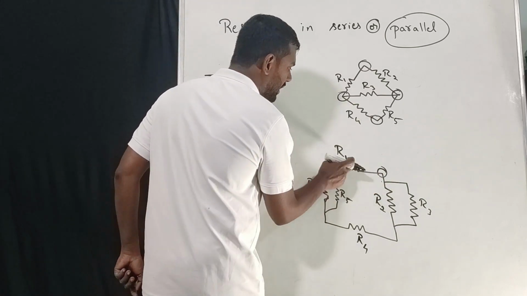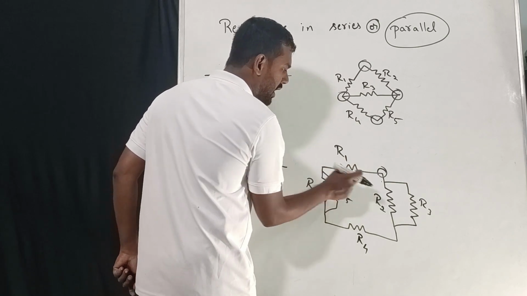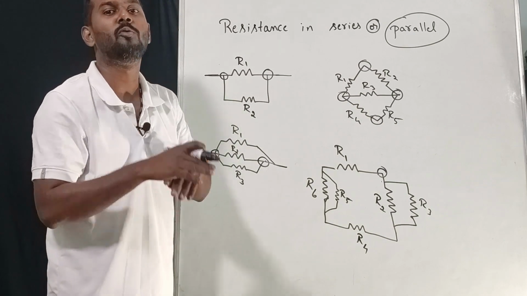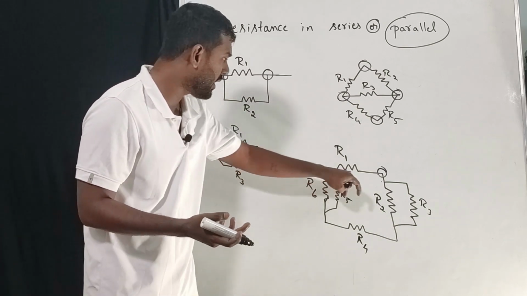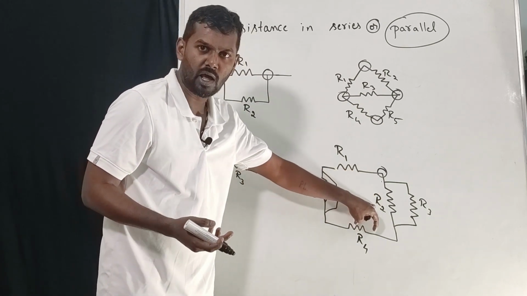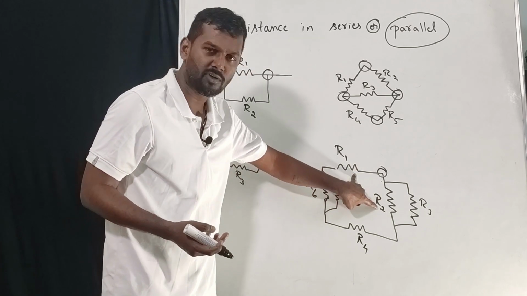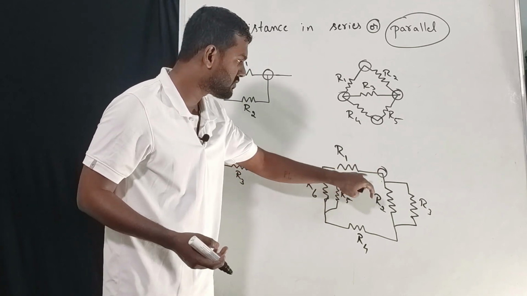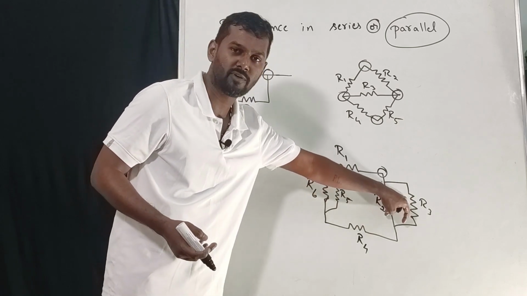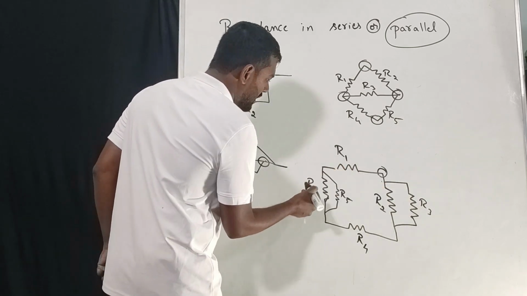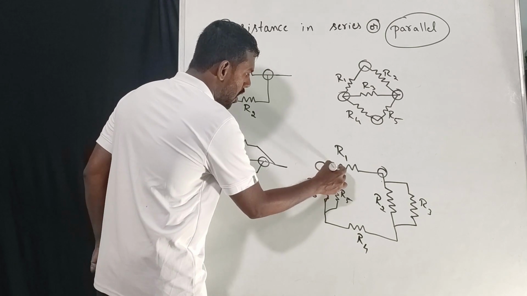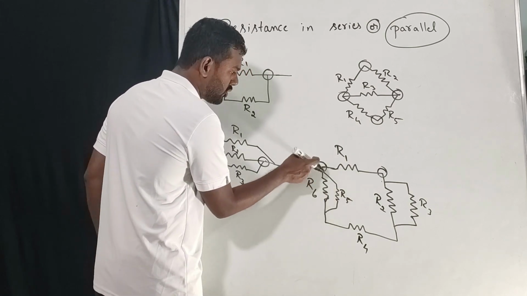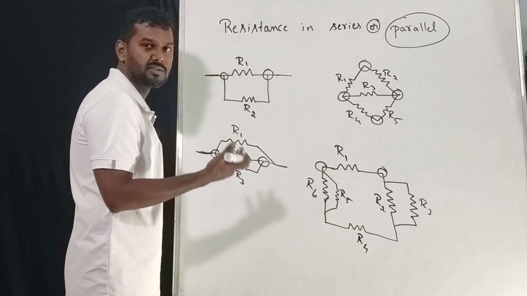Listen, you will be thinking we are talking about only R1 and R2, why do we have to include this one? See, if you think like that, in the world there will be no parallel connection at all. Whenever we are talking about R1 and R2, how many wires are connected between them? One wire from this, one wire from this, and one more wire from this one. And at this point, one wire from R1, one wire from R6, one wire from R5. So totally 3 wires in parallel.